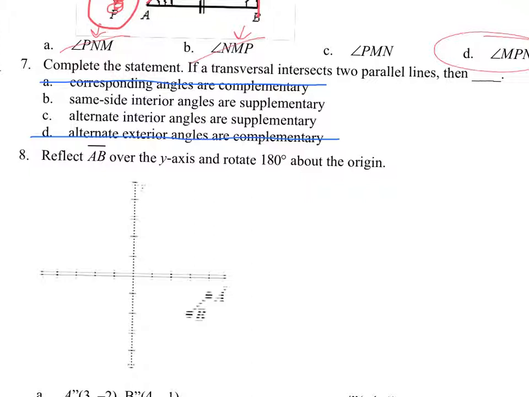Same side interior angles are supplementary. That is the answer. Those are the only ones that are supplementary. Alternate interior angles, those are actually congruent. You remember alternate exterior angles, those are congruent. Corresponding are congruent. But same side interior angles would be supplementary. So my answer is B.